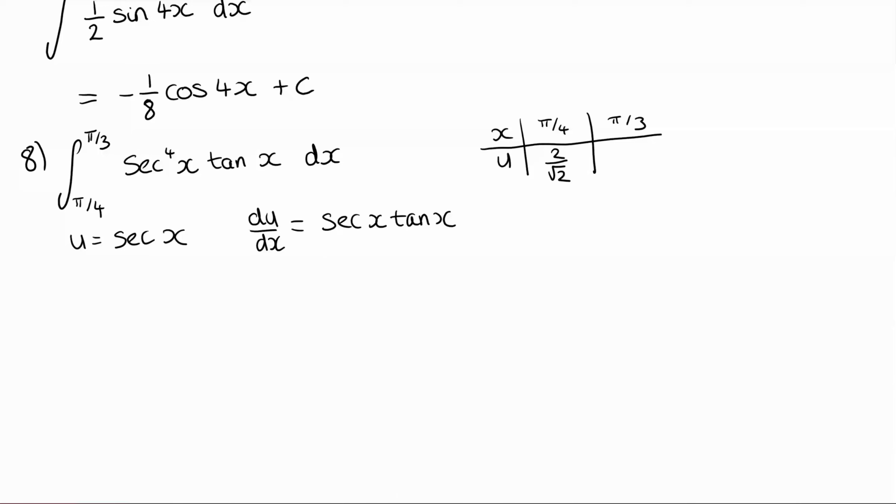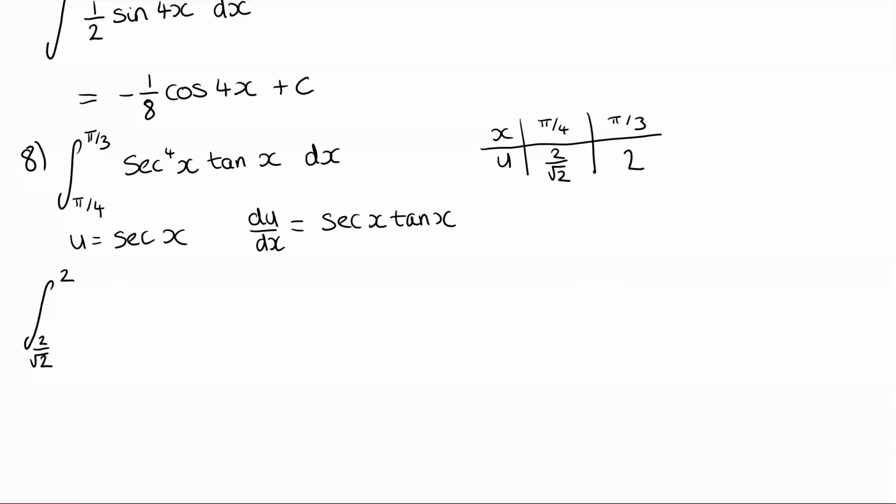And then when x is pi over 3, cos of pi over 3 would be a half, so sec of pi over 3 is going to be the reciprocal of that, it's just going to be 2. So now we have our limits of 2 on the top and 2 over root 2 on the bottom.